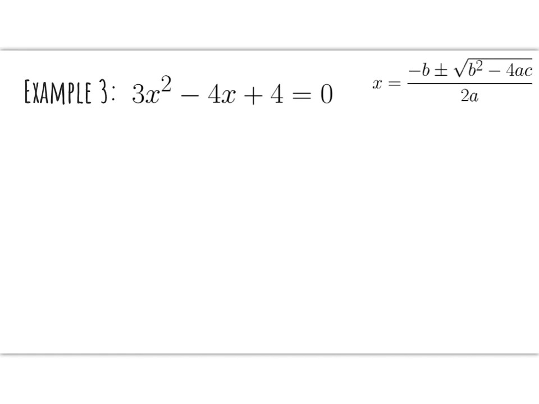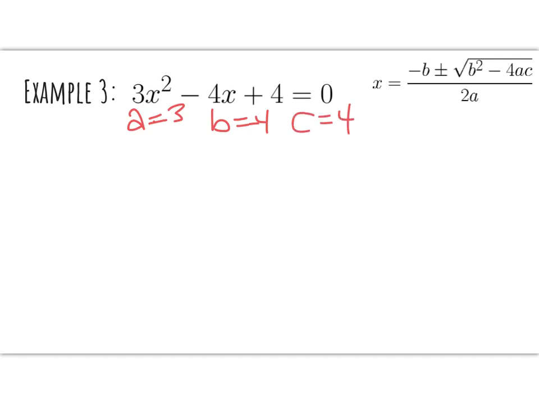Now we spice it up a little bit. We have 3x squared minus 4x plus 4. For the first time, a is not 1. We'll see how that affects us here. A is 3, and b is negative 4.